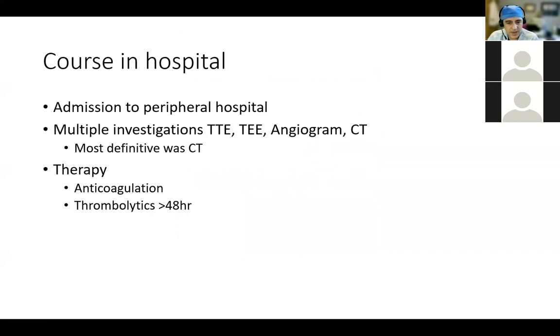So the course in the hospital for us was admission at a peripheral hospital, so difficult to send here, and so that's always a challenge, I'm sure, for all of you who refer patients, in really sorting out the best approach for these patients. So multiple investigations: transthoracic, transesophageal, angiogram, CT. In my mind, most definitive was a CT scan, and perhaps we should consider doing that as a first avenue when we're uncertain. Therapy: anticoagulation was obviously done with heparin here, but thrombolytics was tried here over two 24-hour periods.